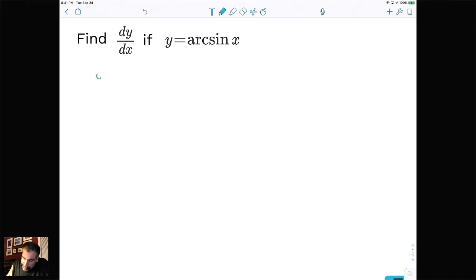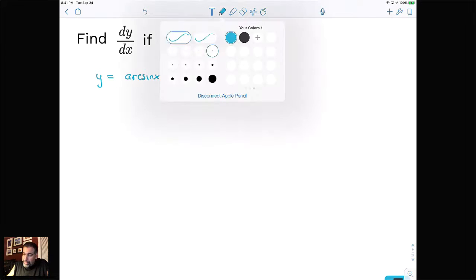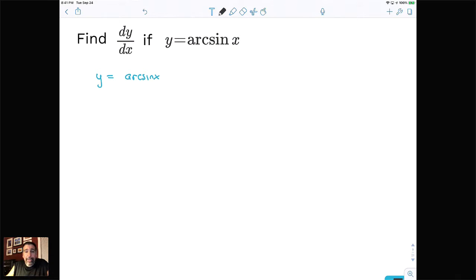If I want them to take the derivative of y equals arcsine of x, the first thing they're going to tell me is they don't like the arcsine. They're not comfortable with it. But the good news is it's their equation. They can do whatever they want to as long as they keep the balance. So how do you get rid of arcsine? You use the inverse. And the inverse of arcsine is the sine.